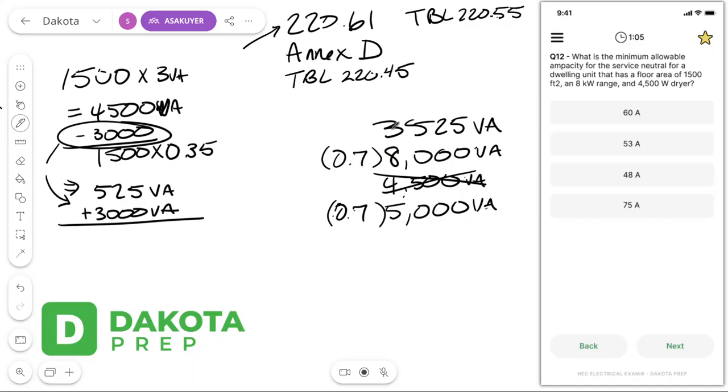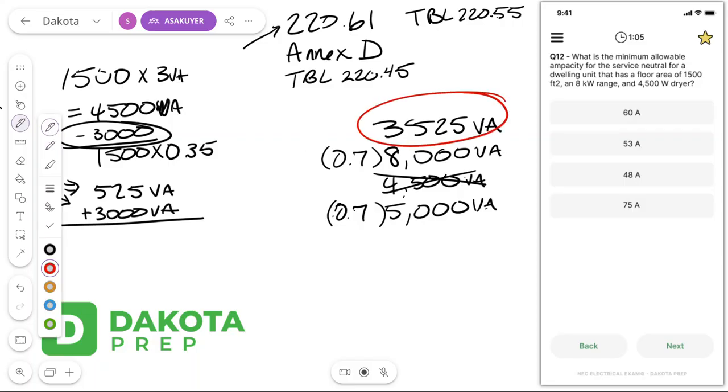So what we got to do now? So we got our initial 3,525. That's, we're gonna make that red. Okay, so this is the number we're going with, but we need to find 70% of 8,000 and 70% of 5,000 and add that all together. So 70% of 8,000 is 5,600. So let me go ahead and write that down here. It's 5,600.